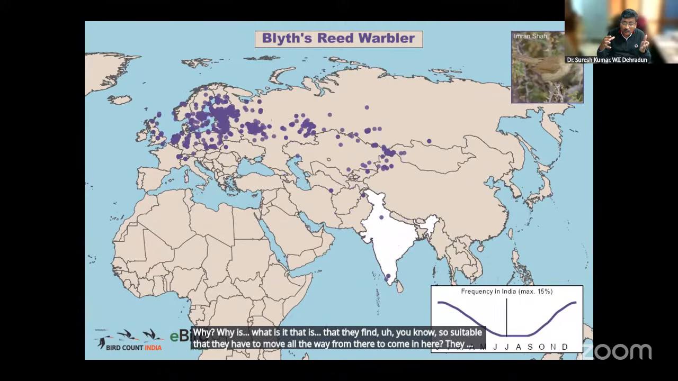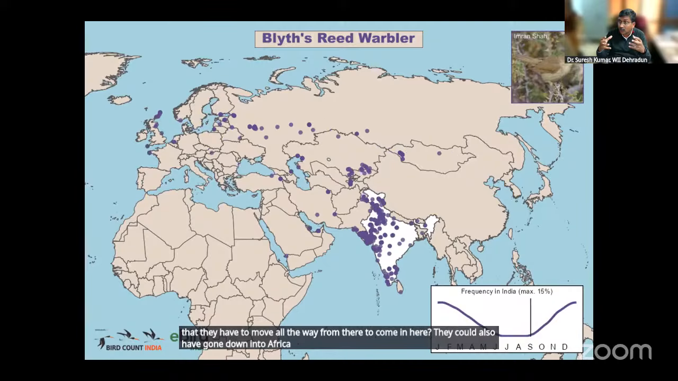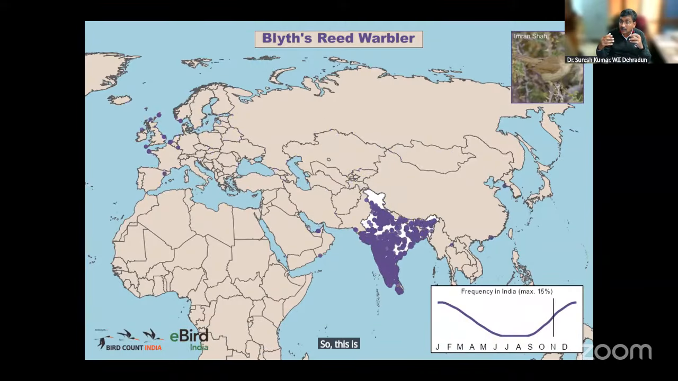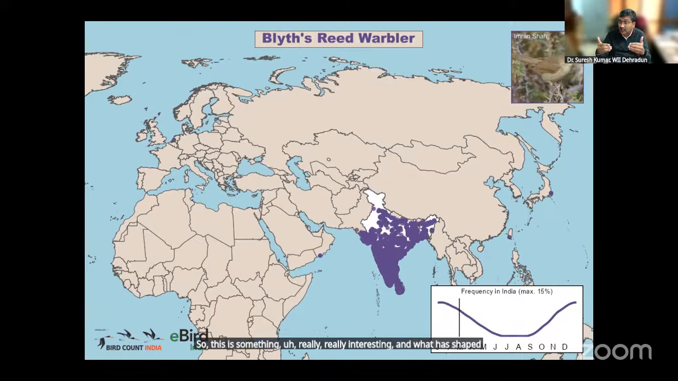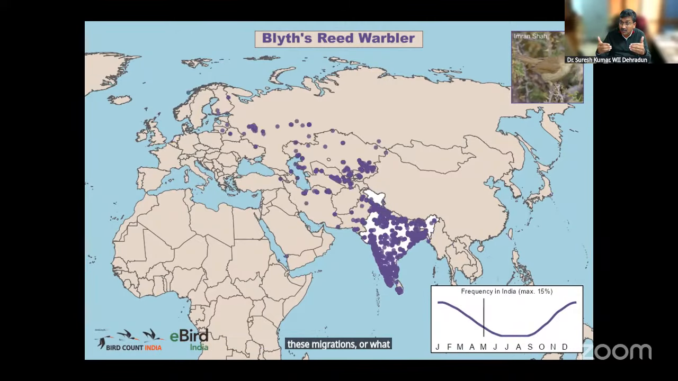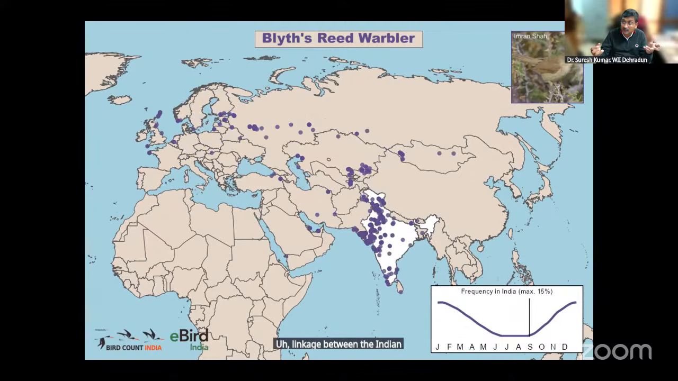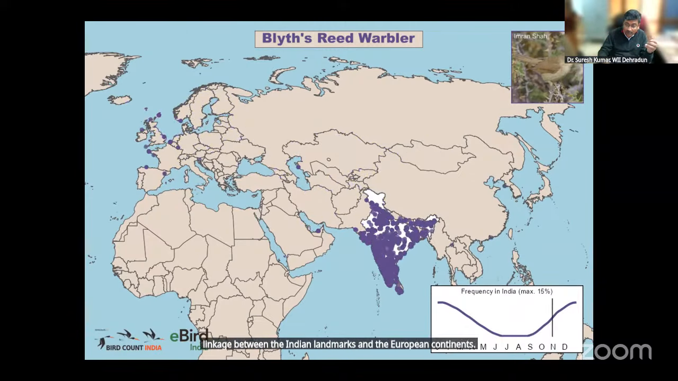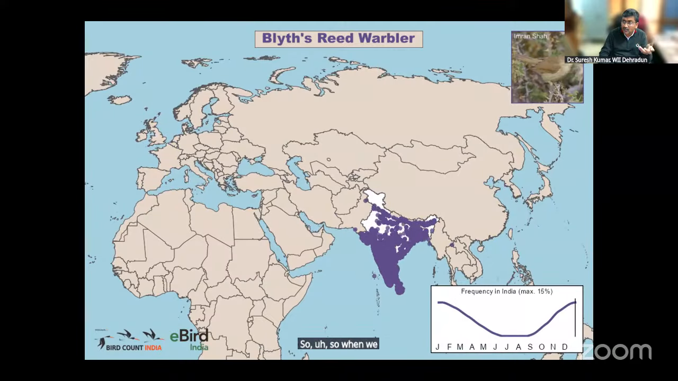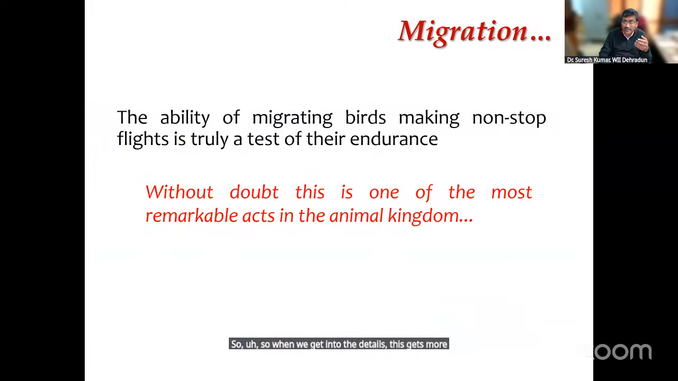They could also have gone down into Africa, but they don't. So this is something really, really interesting. And what has shaped these migrations, or what has shaped this particular species linkage between the Indian landmass and the European continent? So when we get into the details, this gets more and more interesting.